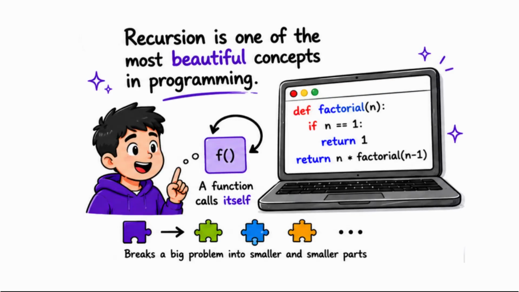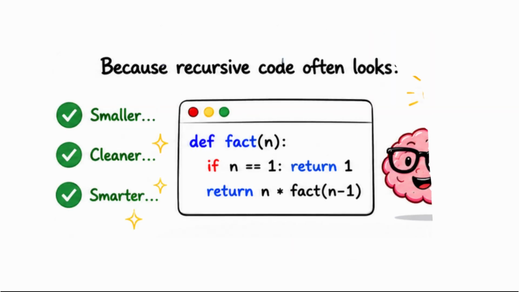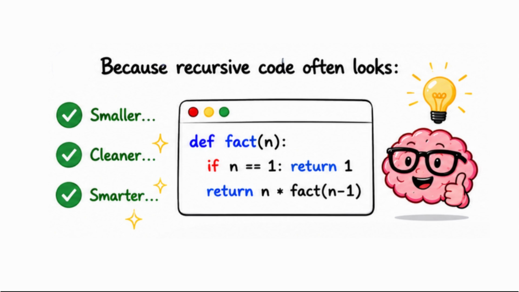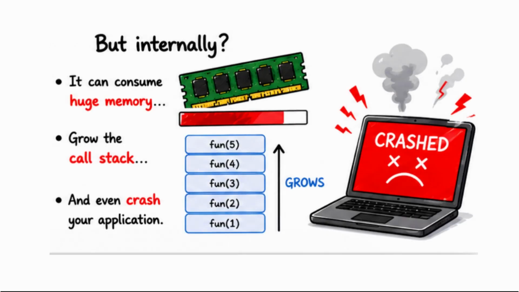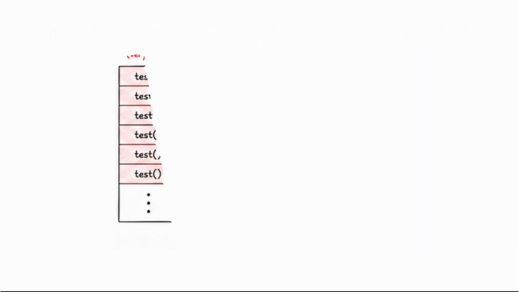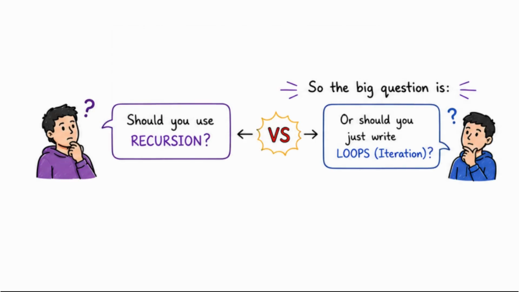Recursion is one of the most beautiful concepts in programming and also one of the most dangerous, because recursive code often looks smaller, cleaner, smarter, but internally it can consume a lot of memory, keep growing the call stack with every function call, and if the recursion goes too deep, it can even crash your entire application with a stack overflow error. So the big question is, should you use recursion or should you just write loops?